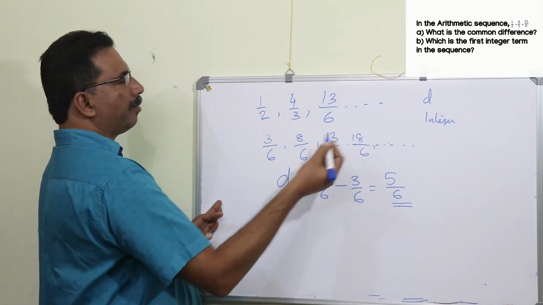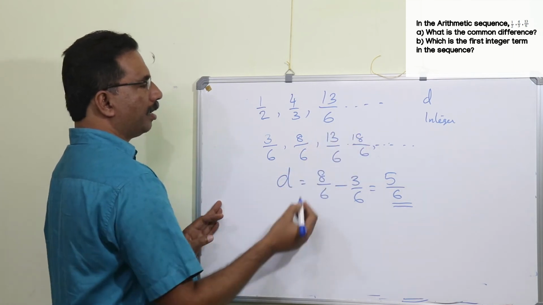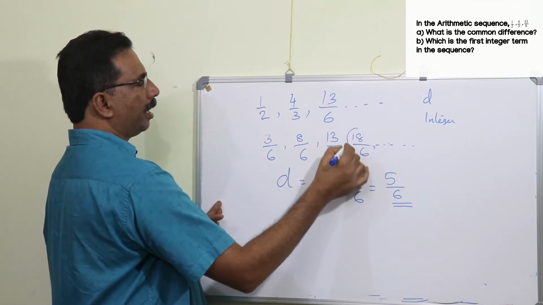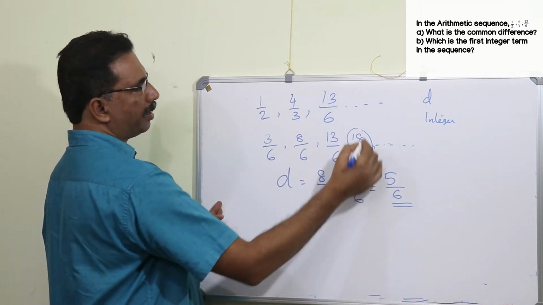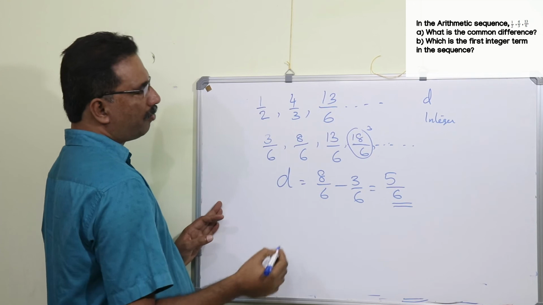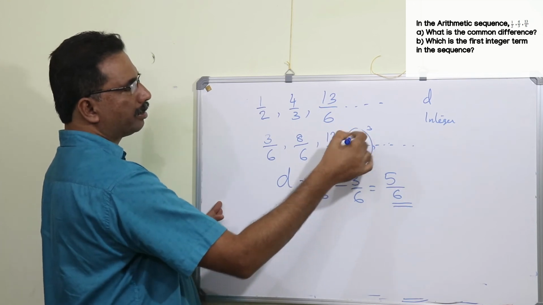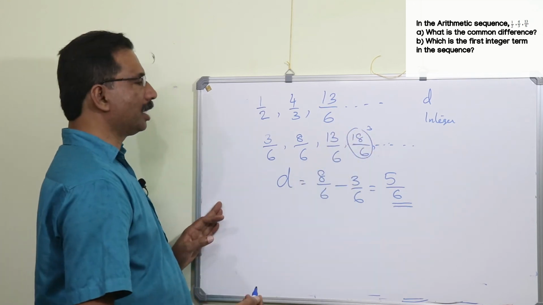What is the integer term of this sequence? Here we get 18 by 6. What is that? 18 by 6 is 3. Therefore, the first integer term is 3.